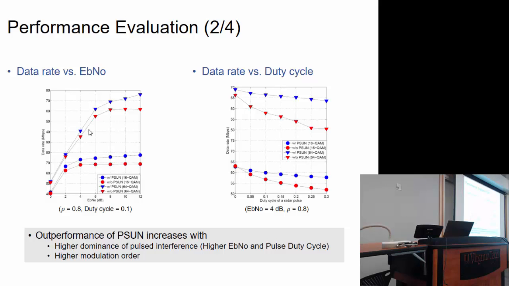So the blue dots indicate the performance of an OFDM system with the pulse technique, PSUN, and the red dots are without PSUN, so only with convolutional coding. So that's the message. Based on these 2 metrics, we can see that the outperformance increases as the interference gets more severe.